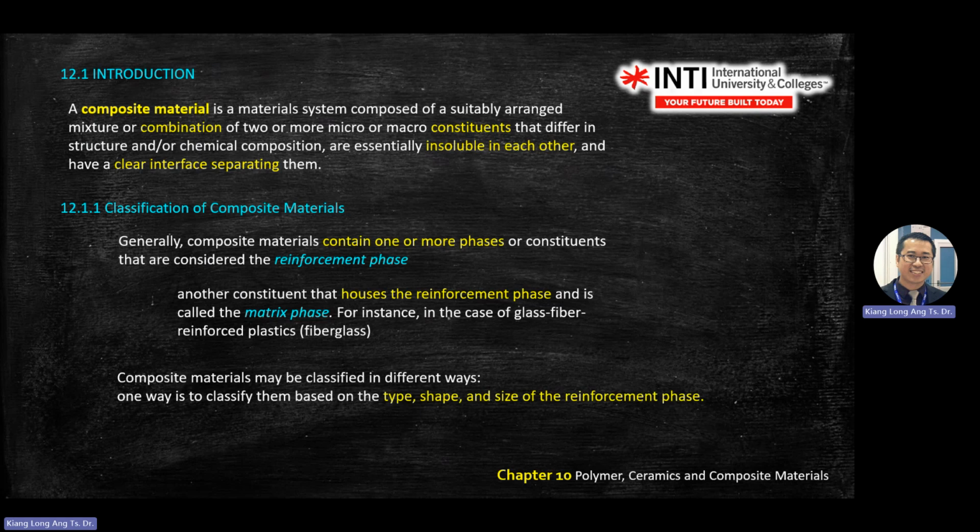So there are two classifications. If you have one or more phases, they call it the reinforced phase. Another one is called the matrix phase. This one we will go deeper into when we go into the tutorial questions. There is no one way of classifying composites. It depends on what you want to focus on. So it depends on the type of the composite, shape of the composite, size of the reinforcement phases. Okay, so I just summarize this chapter in one diagram for composite.